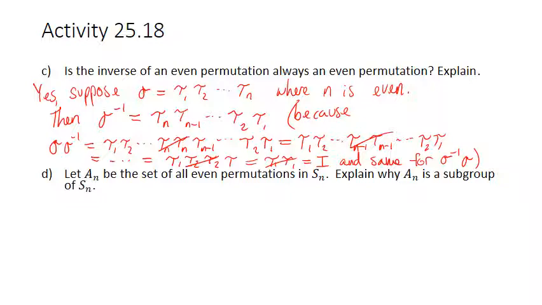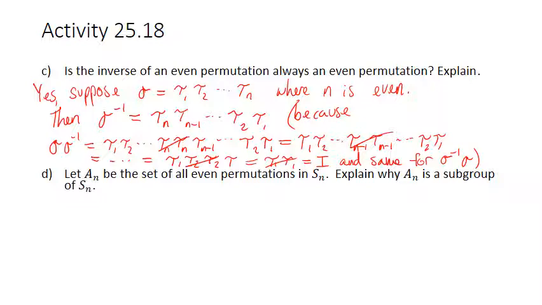Right, so I think what you can see there is that sigma and sigma inverse have the same number of transpositions in them because you just reverse the order. Okay, so let's talk about part D here. Let An be the set of all even permutations in Sn. Explain why An is a subgroup of Sn.